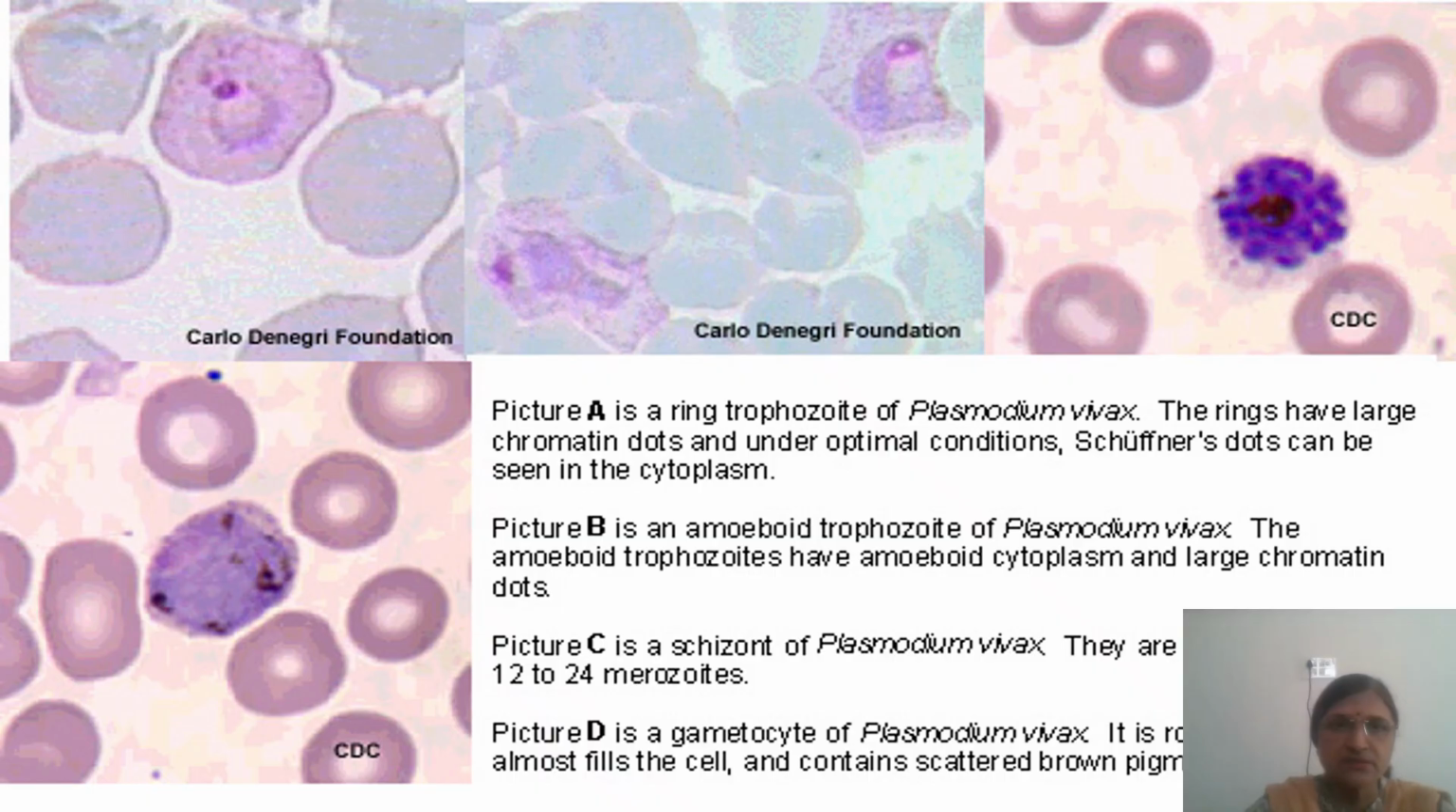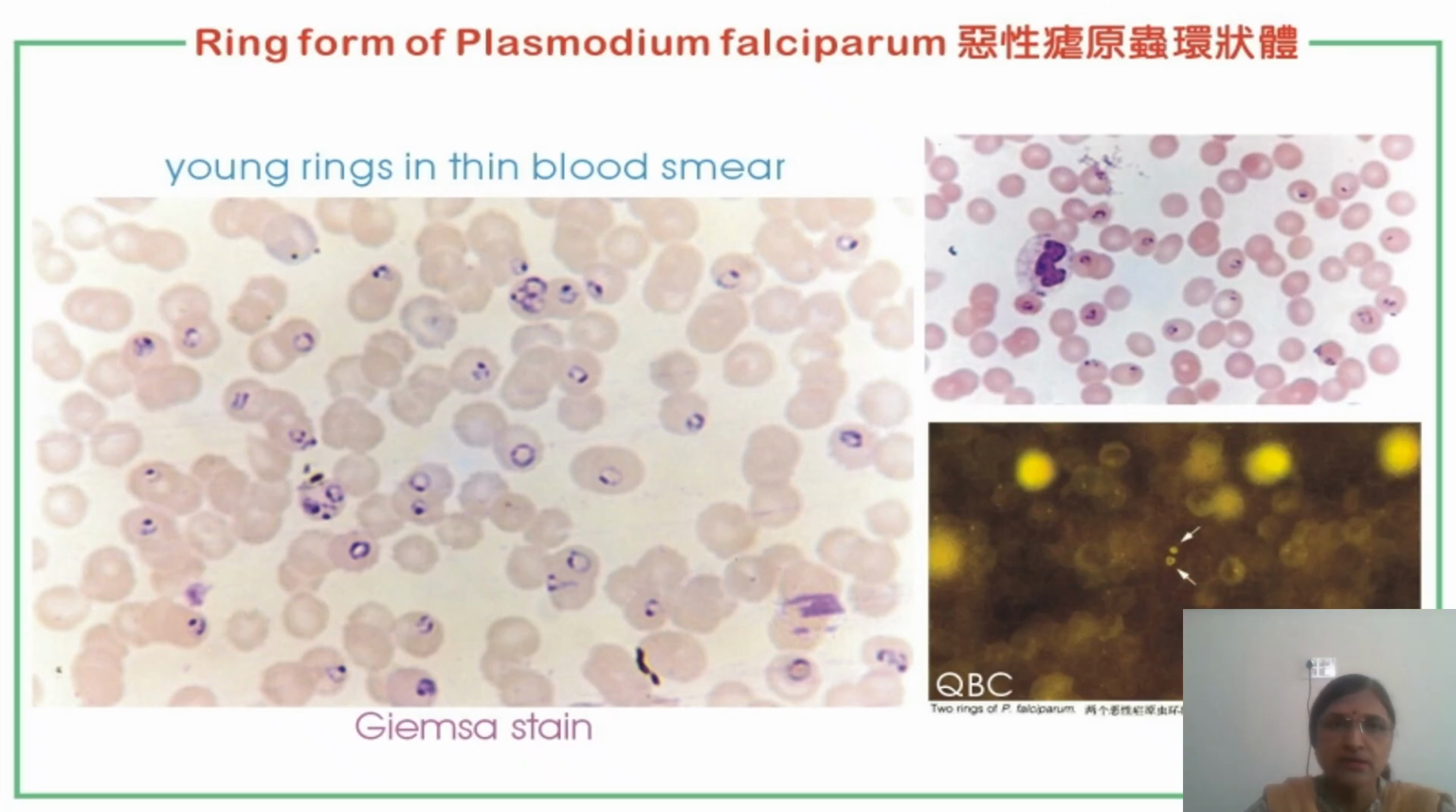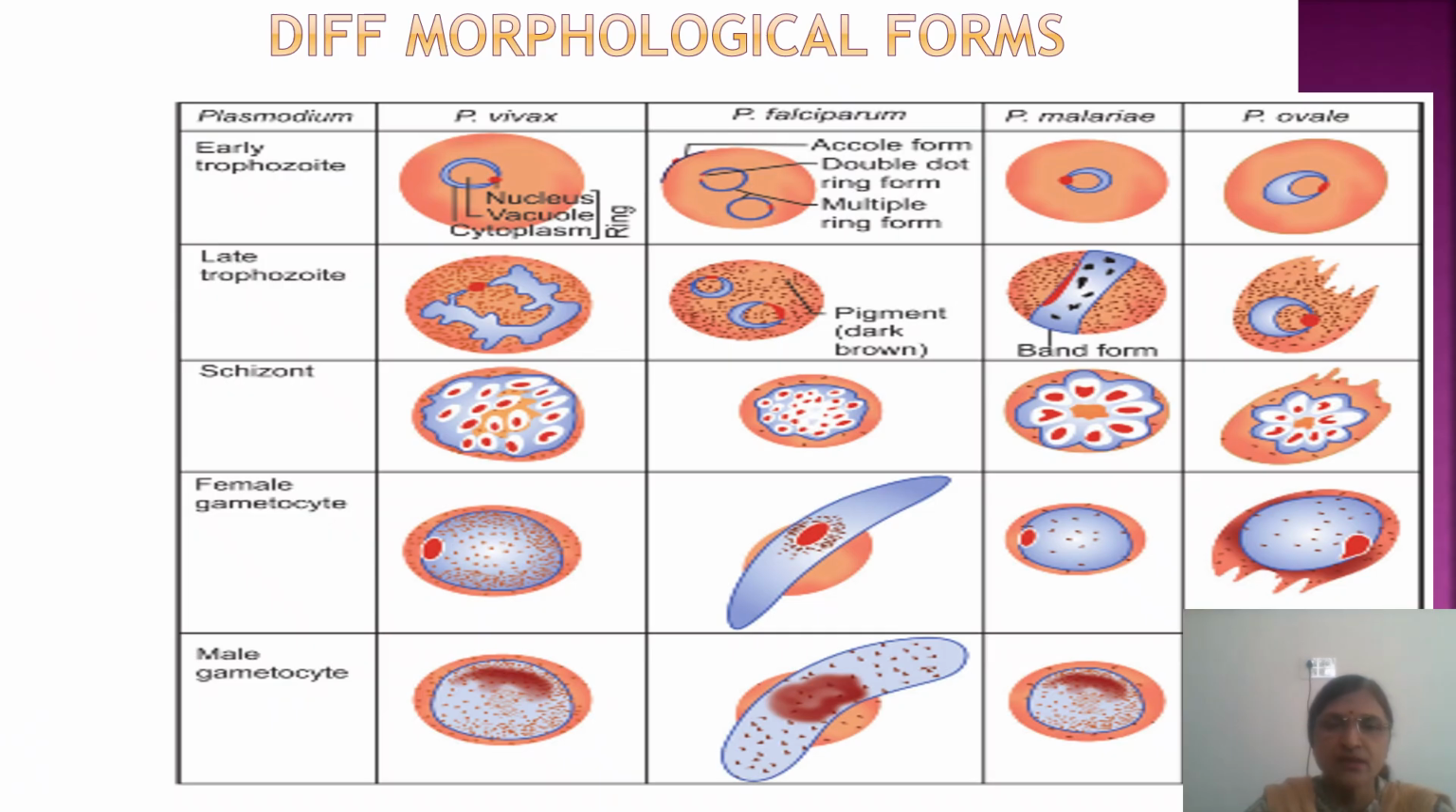So these are the pictures of P. vivax, ring form, trophozoite, schizont and gametocytes that you can see in the PBS. Then these are Plasmodium falciparum ring form and gametocyte form that you can see inside the RBCs. And then in P. malariae, especially it is the late trophozoite showing band form. Then in P. ovale, the RBCs are oval, and sometimes they are crenated.